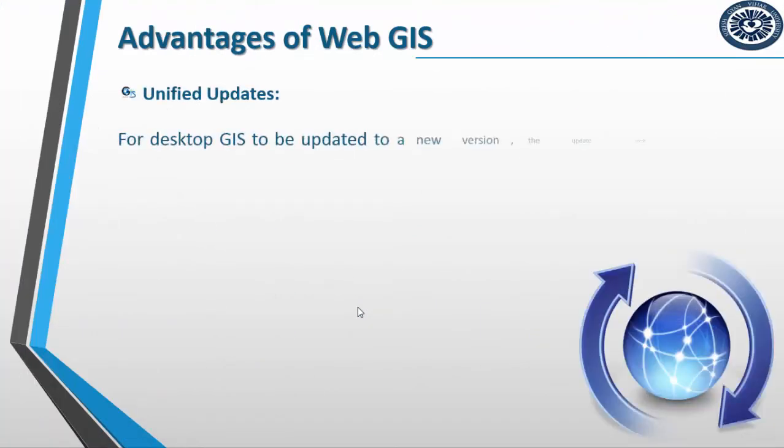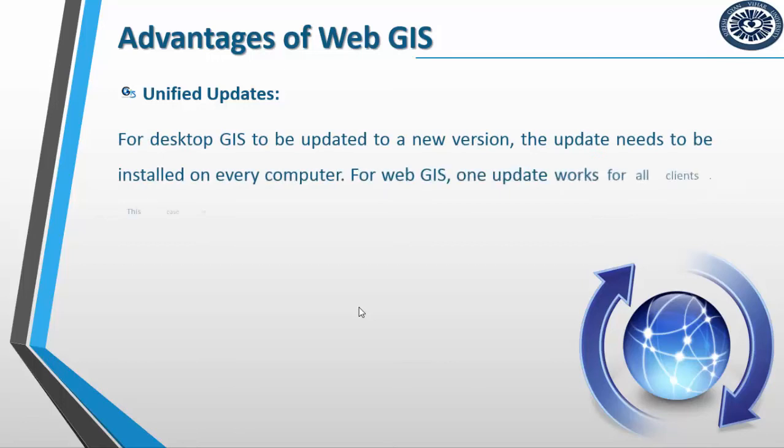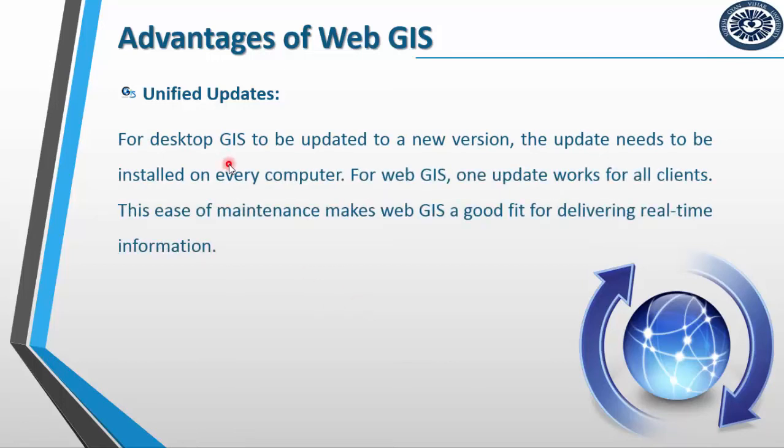Unified updates. For desktop GIS to be updated to a new version, the update needs to be installed on every computer. For WebGIS, one update works for all clients. This ease of maintenance makes WebGIS a good fit for delivering real-time information.